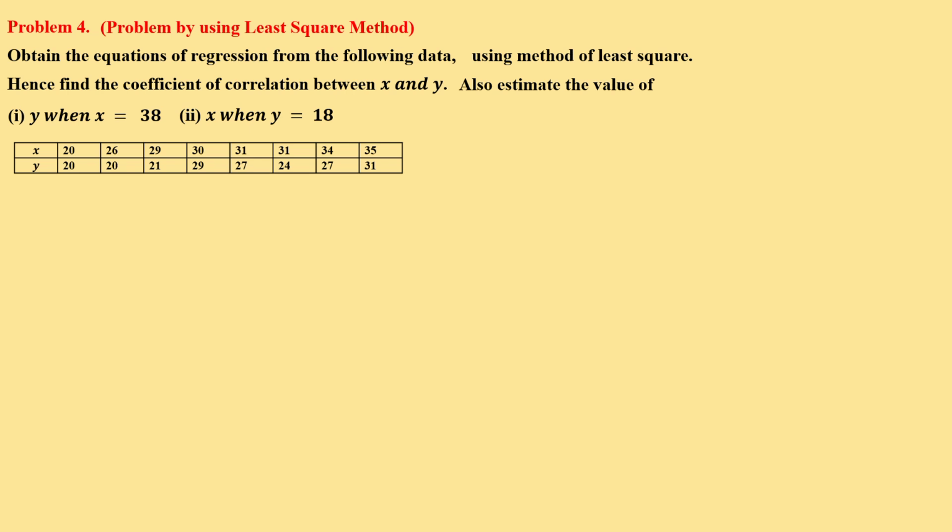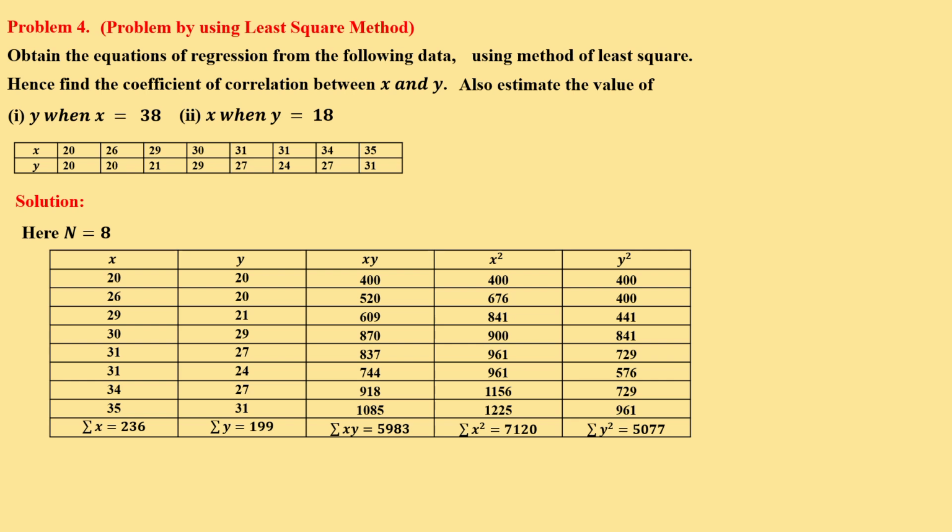So given data, first make the table. Here n is equal to 8, right? First write x values in the first column, y values in the second column. Adding all the numbers in x, you will get summation x, that is equal to 236. Adding all the numbers in y, you will get summation y, that is equal to 199.